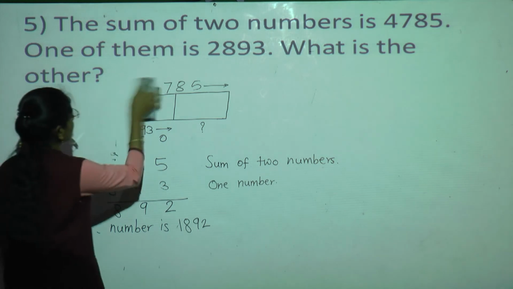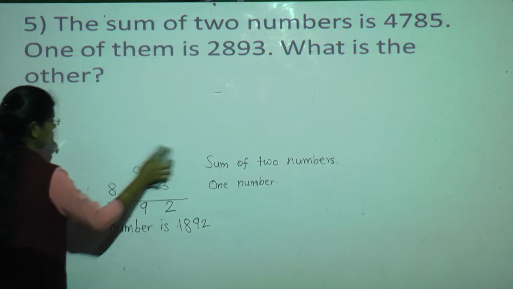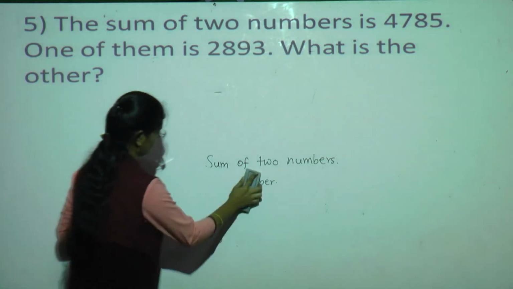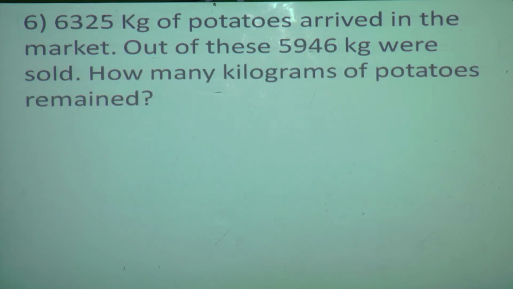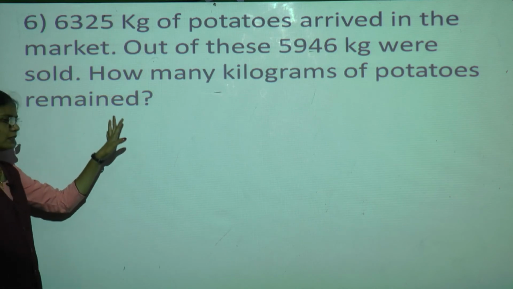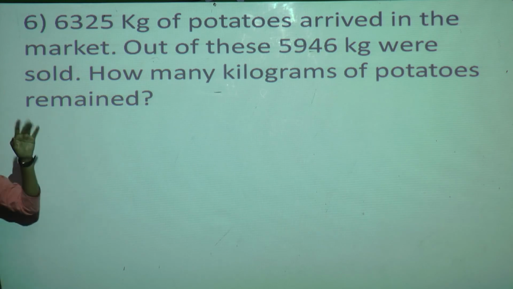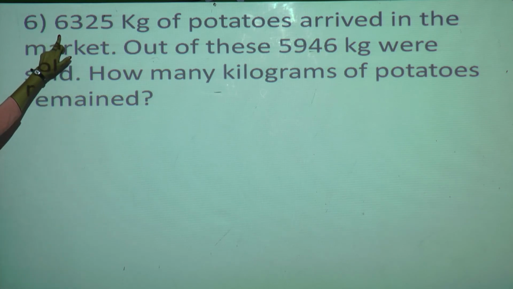See the next one. What is the sixth one? Read the question. The question is 6,325 kg of potatoes arrive in the market. Out of these 5,946 kilogram were sold. How many kilograms of potatoes remain? See students, this question I am going to explain you how to do, and this sum you have to solve by your own in the notebook. Okay. So see the question.